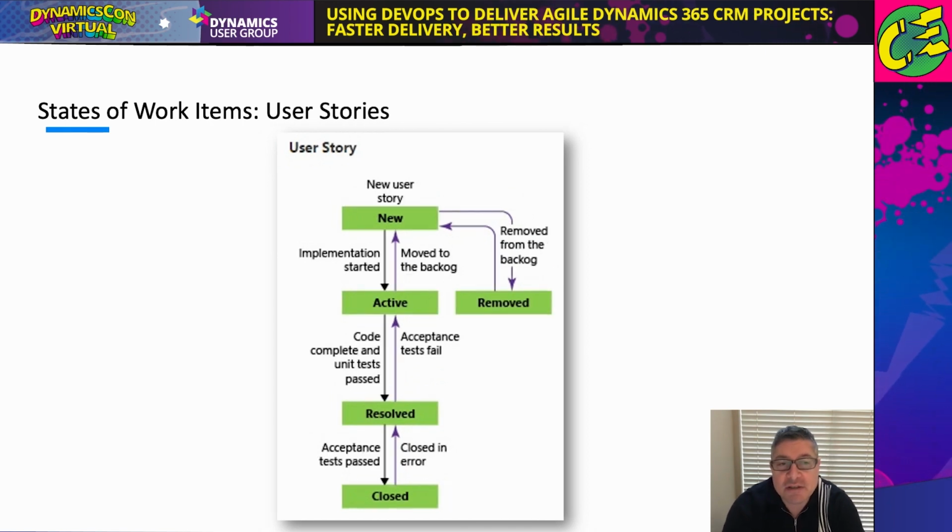User stories. I start them with a status of new, and they only become active when they're in a sprint. And all the user stories in an active sprint are active. Even if the tasks haven't started yet, all the user stories in the current sprint, the current iteration, are active.